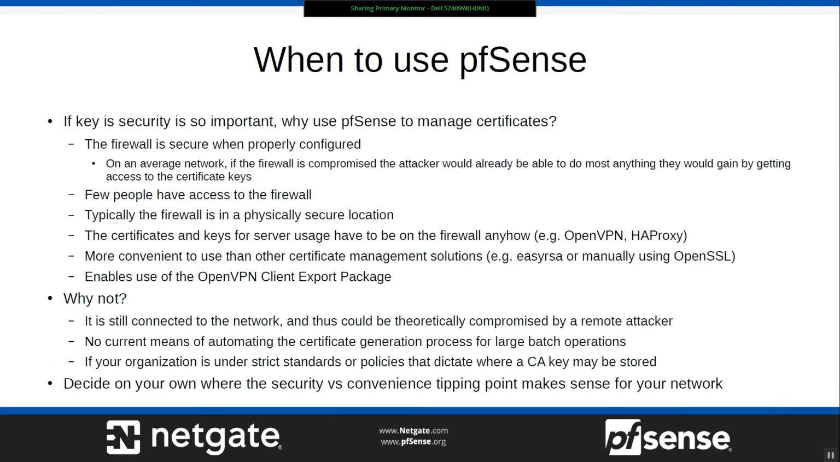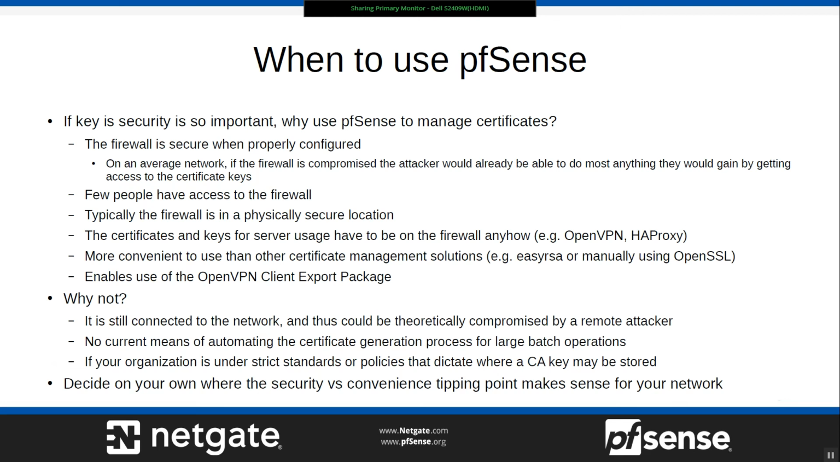So the certificates and keys for server usage, they have to be on the firewall anyhow. So if you're running a VPN or you're doing something like HAProxy, whatever, your private keys are going to be on there anyhow. It's also more convenient than other certificate management solutions. I don't know if you've ever tried using easy-rsa like we had to do for OpenVPN back in the 1.2.x days, like 1.2.3. That was a giant pain in the rear. Or manually trying to do certificates with OpenSSL, that's also a bit of a nightmare.